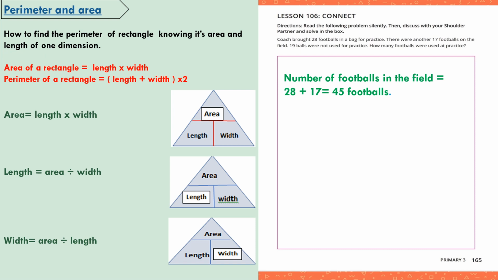Okay, 19 balls were not used for practice. How many footballs were used at practice? So I will take the total, 45, and remove 19 balls. So 45 minus 19 equals 26.